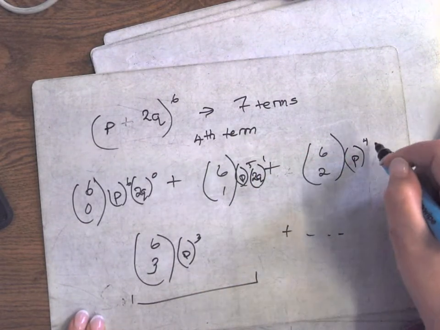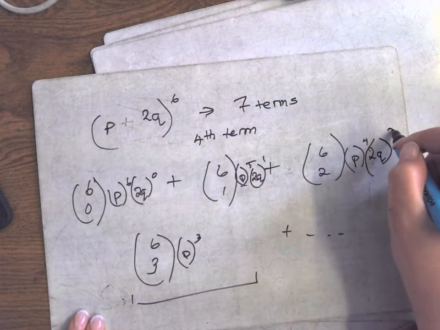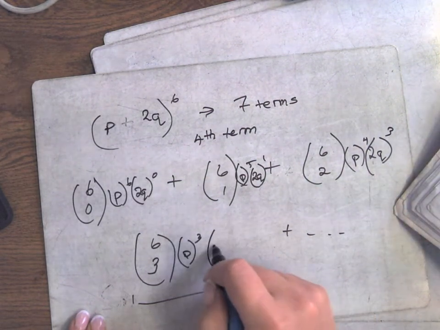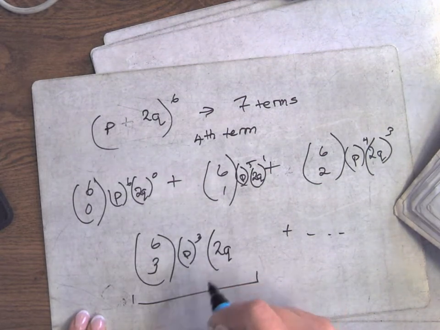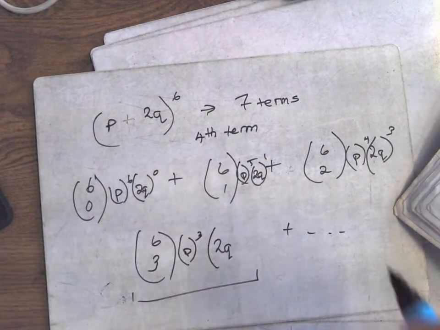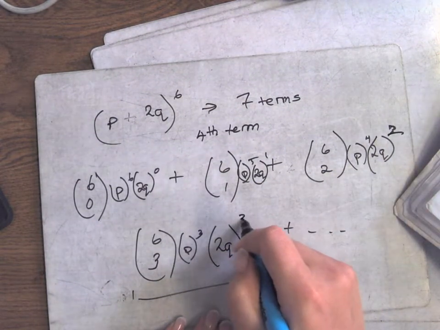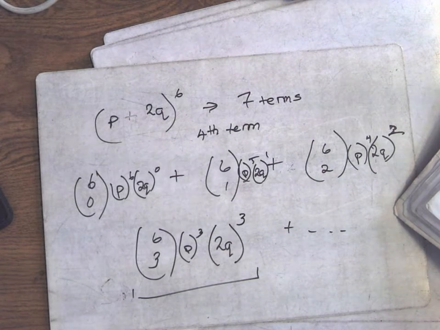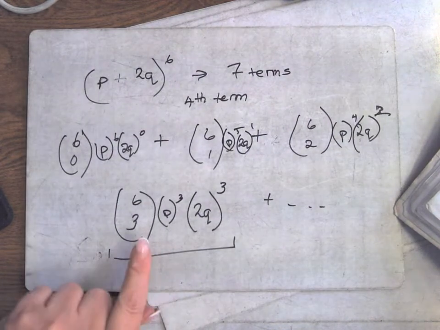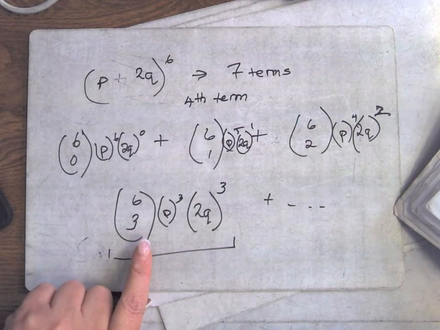Sorry, out of room there. This is 2q to the power of 2, and this one has 2q to the power of 3. I've done something wrong there, haven't I? I went 0, 1. Sorry, this is 2, and this is 3. Is that right? Right, and I only need to multiply out this one.